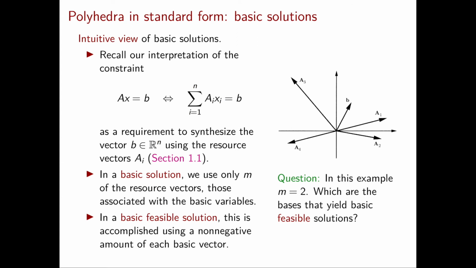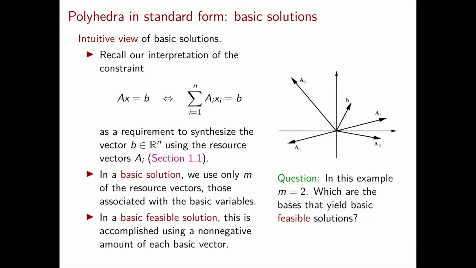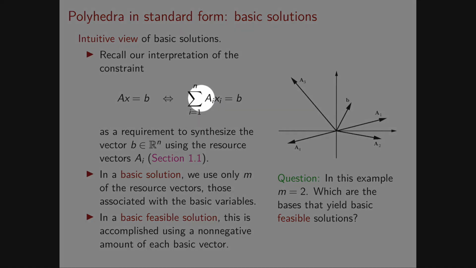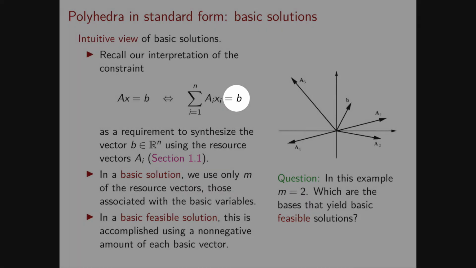In this slide, I want to give you an intuitive geometric view of basic solutions. In order to do this, we're going to get back to our interpretation of the constraints Ax equal to b. If you remember, we wrote it down as the sum of Aixi equal to b, which we interpreted as finding a way to combine the resource vectors Ai in order to synthesize the vector b.